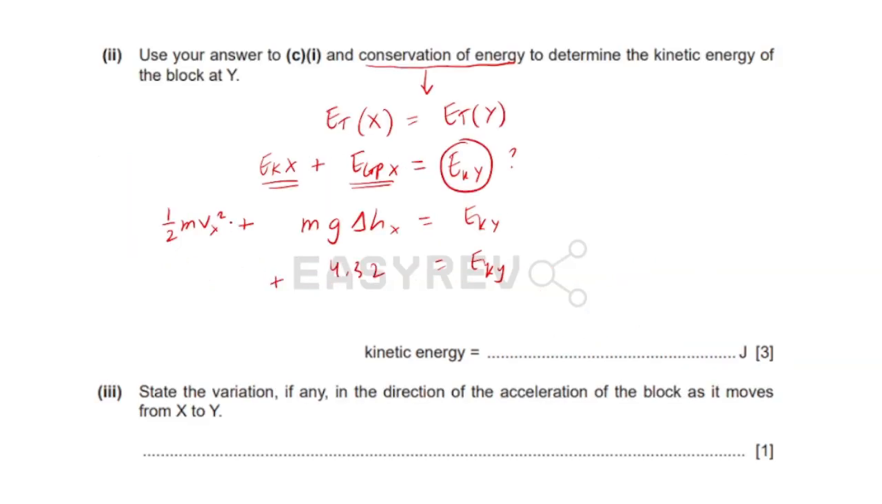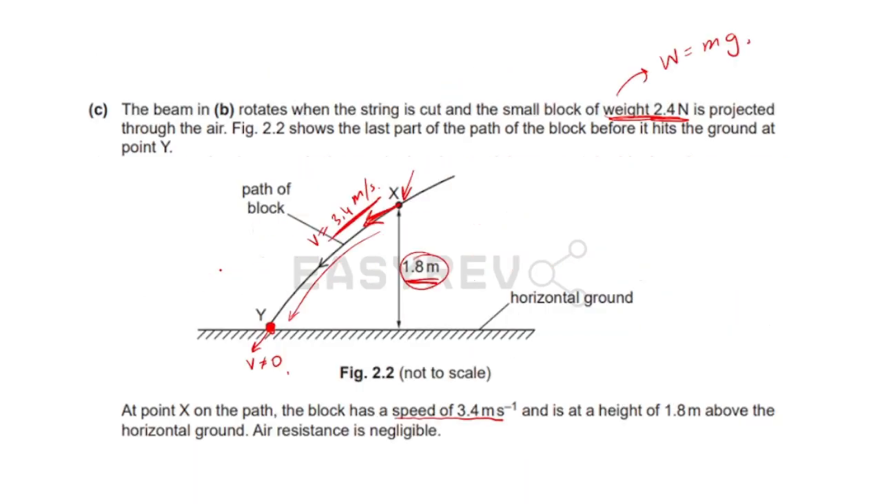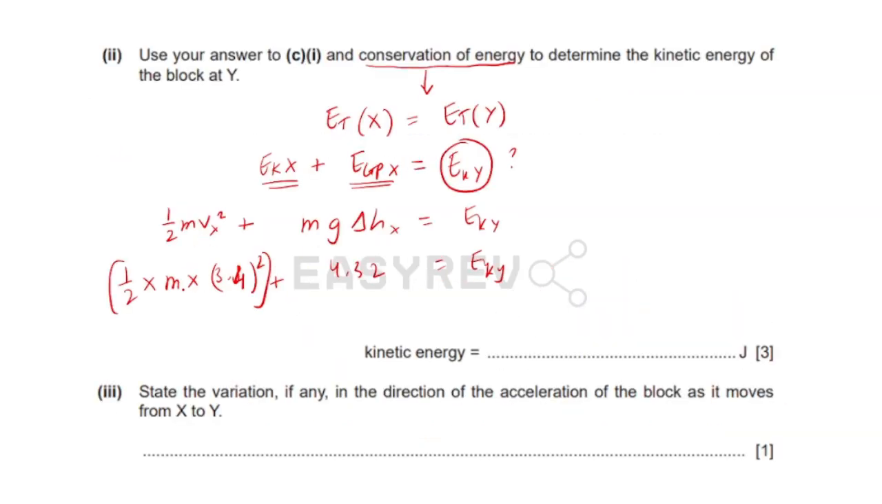And then for half mv squared, we can just plug in the numbers. Half times the mass, which in fact we don't know, times the velocity vx squared, which we know is 3.4 squared. Now we don't know the mass of the object and that might pose as a problem, but we can definitely work it out, right? Because we have the weight of the object. Since the weight is mass times gravitational acceleration, I can replace m with the weight of 2.4 divided by 9.81 times 3.4 squared plus 4.32 equals kinetic energy of Y.